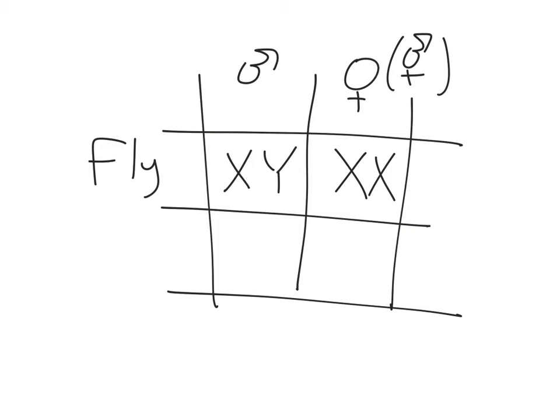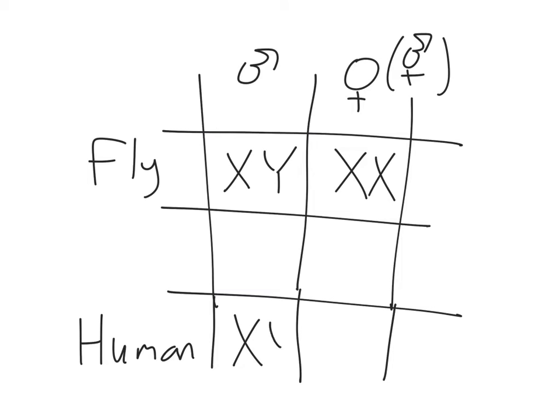Looks like human, right? What we're going to do today, by the way, is we're going to add humans to this table. Hey, let's start there. Humans, males, XY. Females? Come on. 2 X's. So what's the difference between human and fly sex determination? The X determines the sex of the fly.